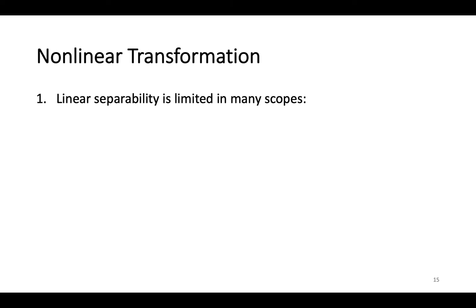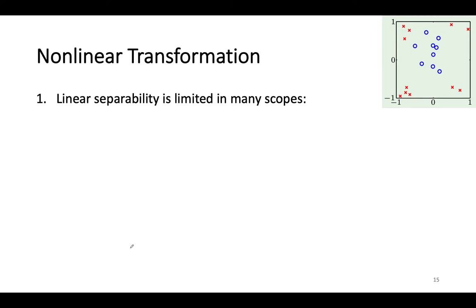As you might think, linear separability is limited in many scopes. With a very small data set, you can see it's obvious that there is no single line I can separate this data with, right? I cannot do this, I'll have error on both sides. Anyway, I'm going to have some error here. So let's see how we're going to deal with such data, which is not linearly separable.